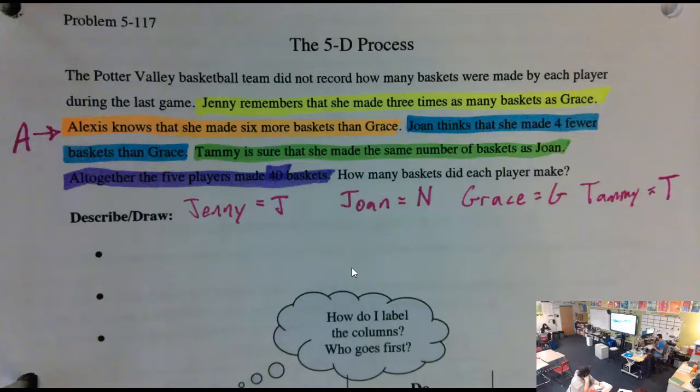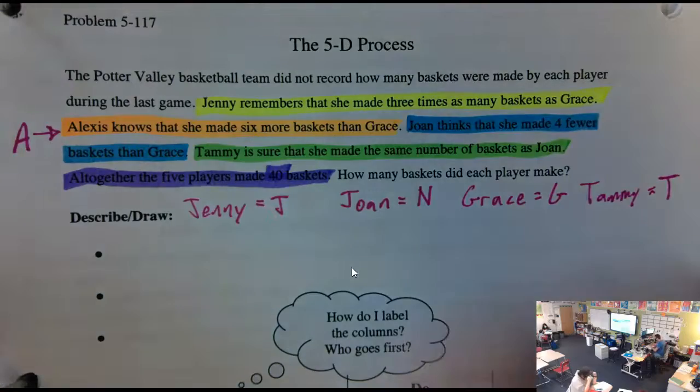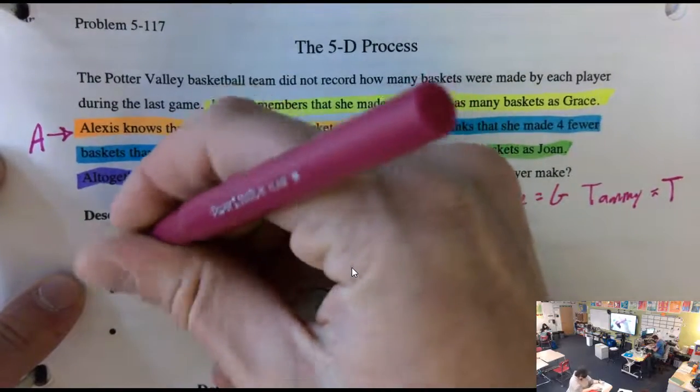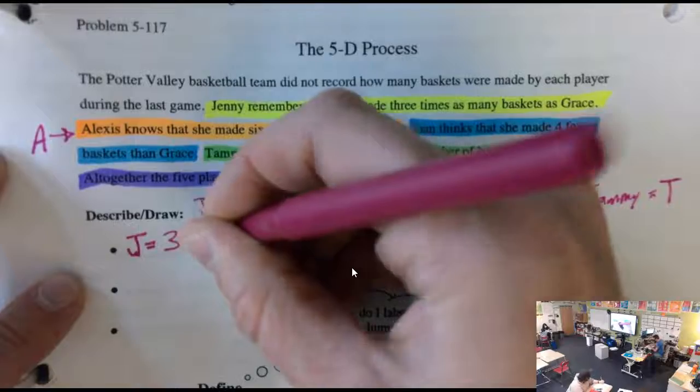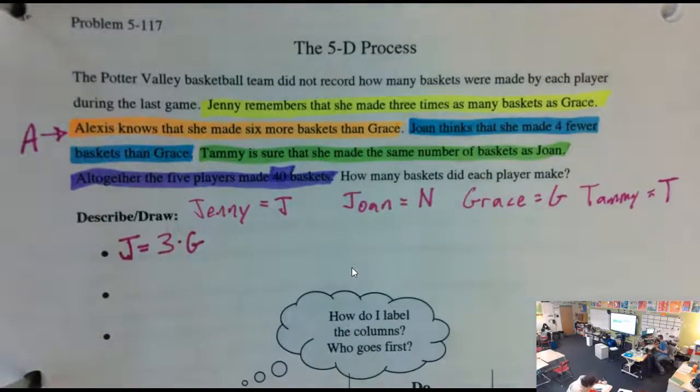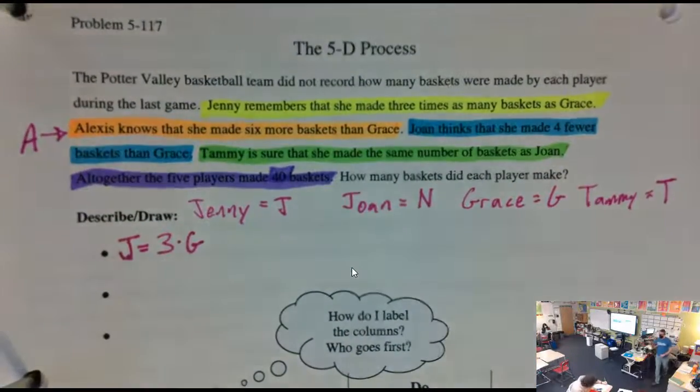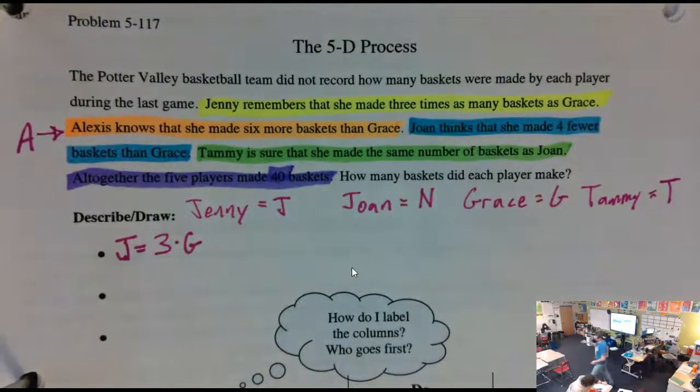Vincent? Farah? Yeah, J equals, Jenny equals 3 times Grace. Be careful how you write these out. So that should be the first thing we have. J equals 3 times Grace.